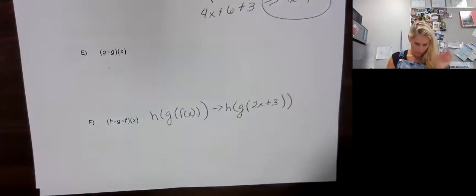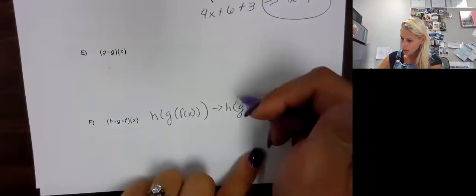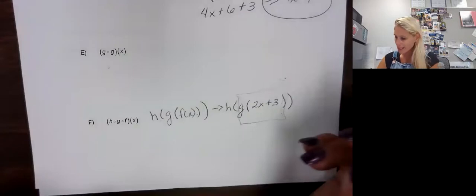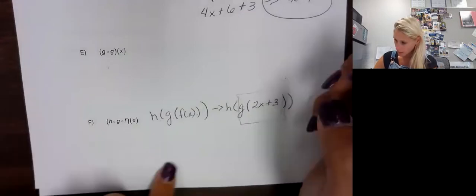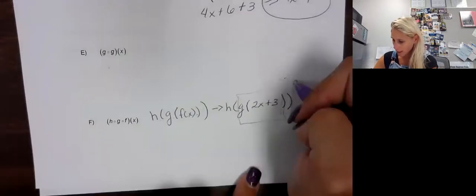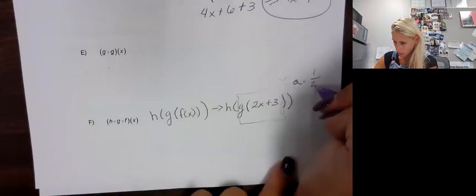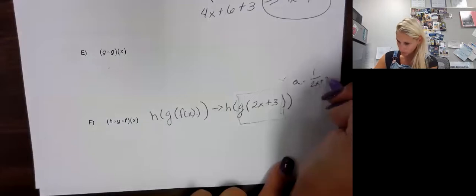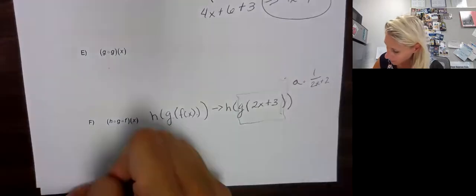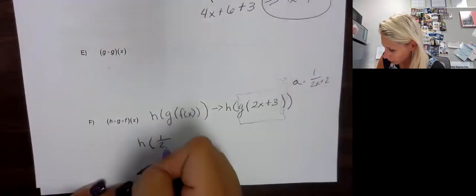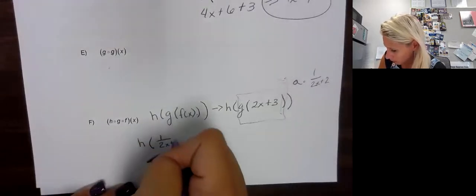Okay, now what I want to show you here is that we already did this, didn't we? We did it on A. So luckily for us, we already got it that it was 1 over 2x plus 2. So I'm going to replace that. So it's h of 1 over 2x plus 2.